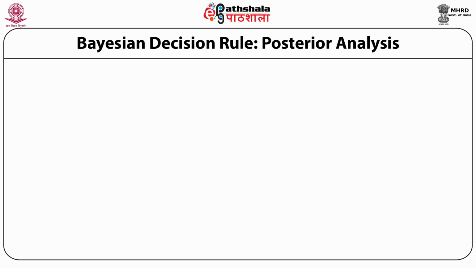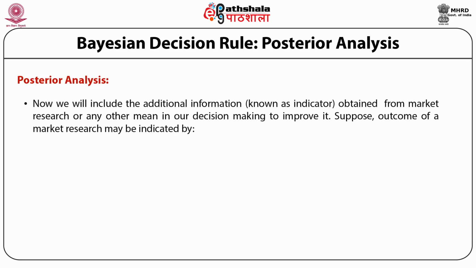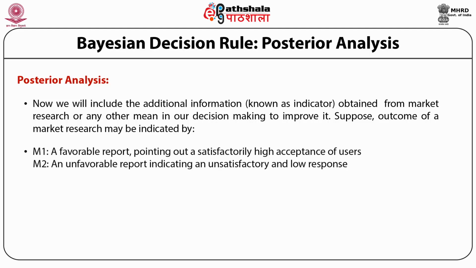Now we will go with the Bayesian decision rule, that is also known as posterior analysis. Now we will include the additional information, which is also known as an indicator, obtained from a market research or any other means in our decision making to improve our decision. Assume that the outcome of a market research can be M1, that represents a favorable report pointing out a satisfactorily high acceptance of the users, or M2, that represents an unfavorable market report indicating an unsatisfactory and low response.